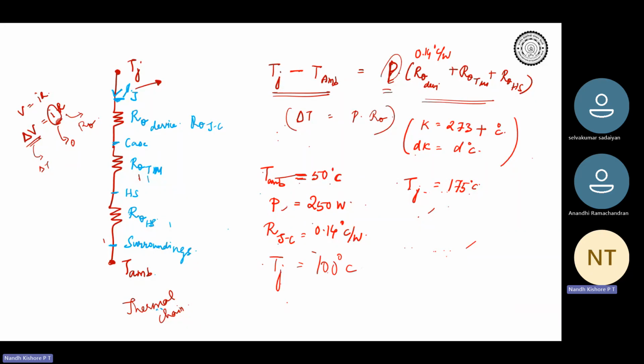So I know what is TJ, I know what is T ambient, I know what is the power loss, and I know what is the R theta JC. I have to choose a proper value of TIM material and proper heat sink material so that my temperature gets constrained to 100 degrees. Do you understand what I'm trying to tell? As a designer, I have to choose my thin layer material and my heat sink so that my delta T is less than or equal to 50 degrees under the worst case operating condition.